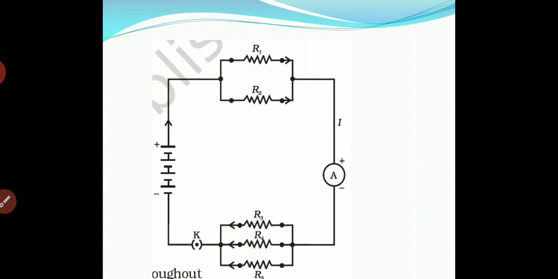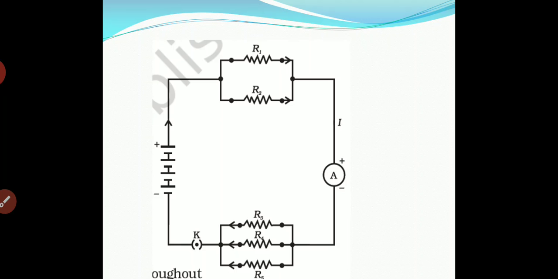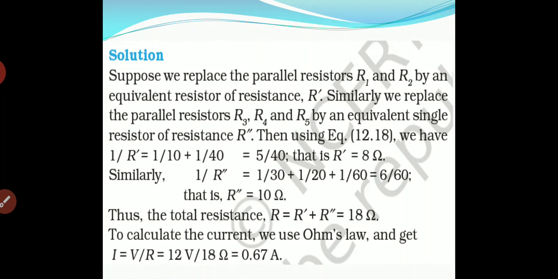Here you can see that a 12-volt battery is connected to the arrangement. Calculate the total resistance in the circuit. In this circuit we have to find the total resistance as well as the total current flowing in the circuit. How much current is passing through it, that we have to find.